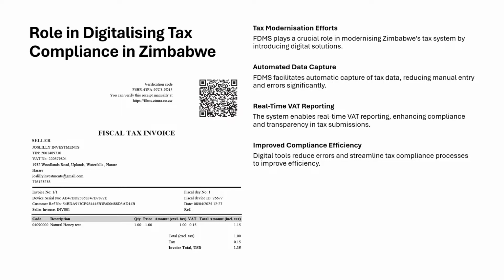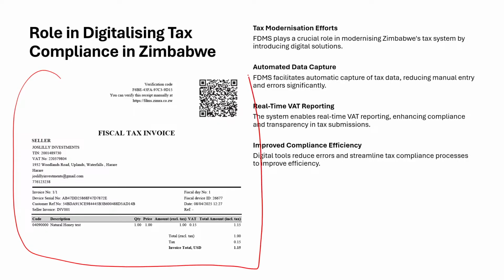So this is an example of an invoice that has been fiscalized. So this is the QR code. If you have a phone, you can scan this QR code, right? If you scan the QR code, it will redirect you to the Zimra website, and it will verify that this invoice is valid.